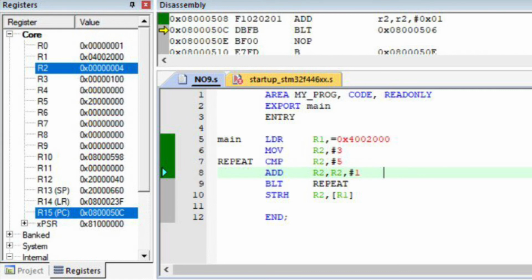Then as we can see at the core part, at R1, it appears like we programmed it, but in R2 the answer is 4 because in that program we declared 3, so it will be added by 1. And after that we store the R2 at address R1.